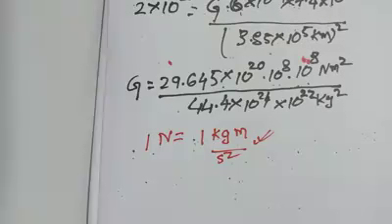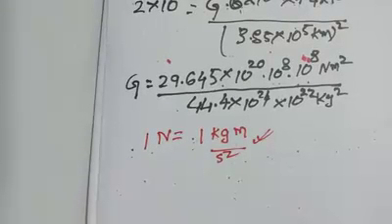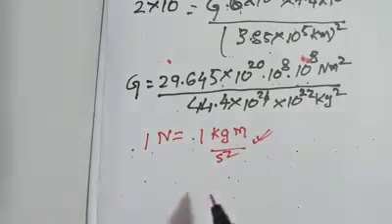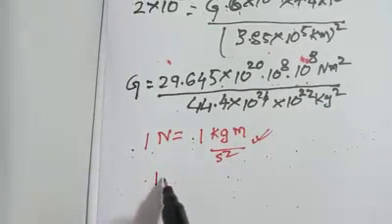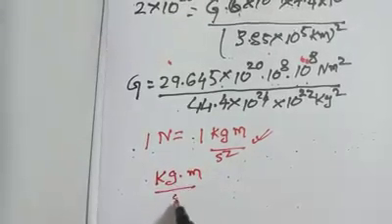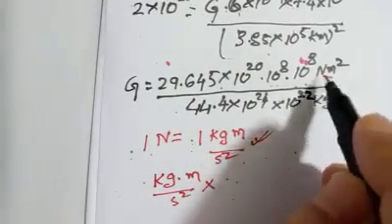Now what I can do is put the values over here and see what it eventually results to. Say, for example, 1 Newton equals 1 kilogram meter per second squared. So what I get over here is that I can write kilogram meter per second squared, multiplied by, I get over here, meter, right?